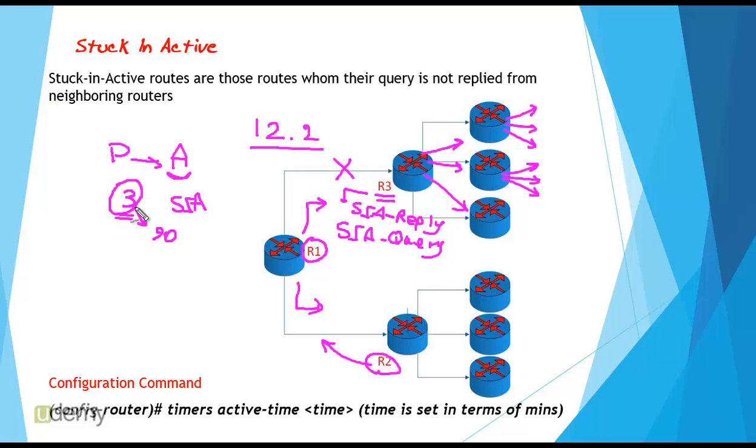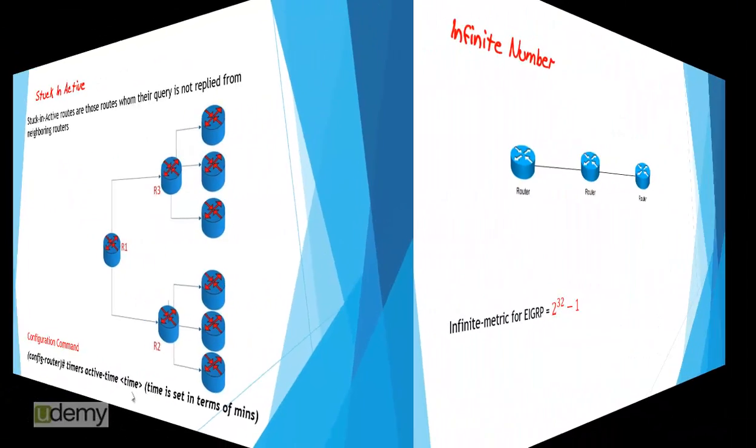If you want to change this 3 minutes default value for the stuck in active timer, you should go to router subcommand mode and issue the command timers active-time, then the time that you want. The time is configured in terms of minutes. You could configure a time other than 3 minutes if you want.